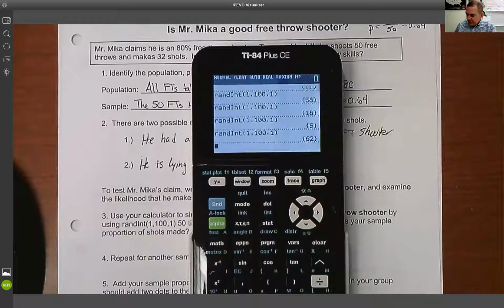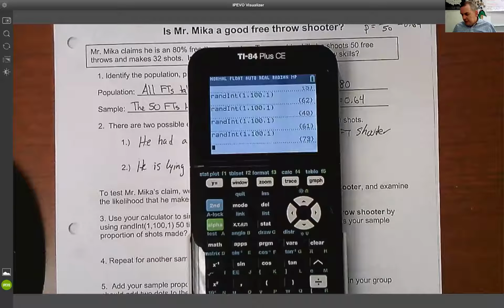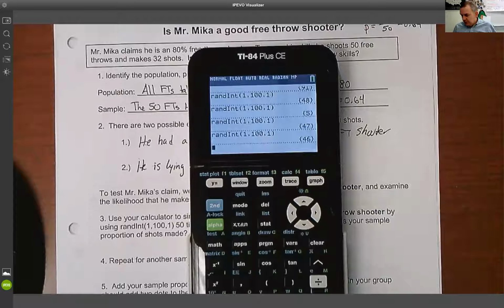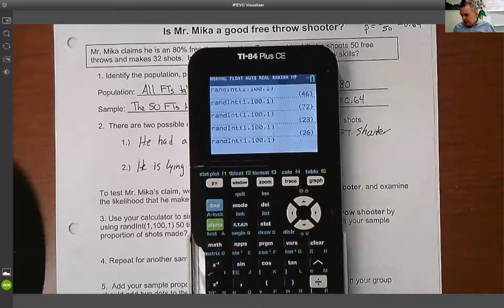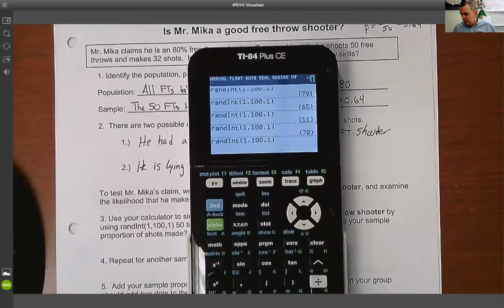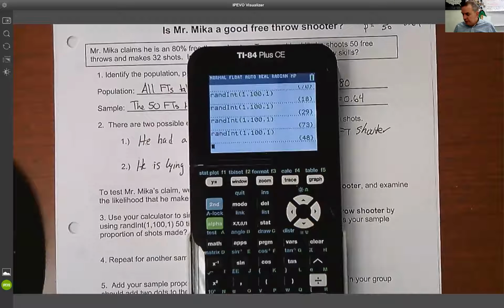8, 9, 10, 11, 12, 13, 14, 15, 16, 17, 18, 19, 20, 21, 22, 26, 27, 28, 29, 30, 31, 32, 33, 34, 35, 36, 37, 38, 39, 40, 41, 42, 43, 44, 45, 46, 47, 48, 49, 50.